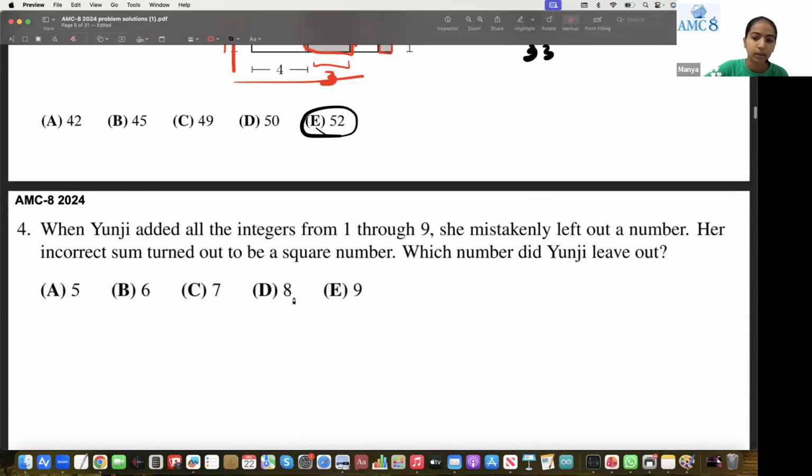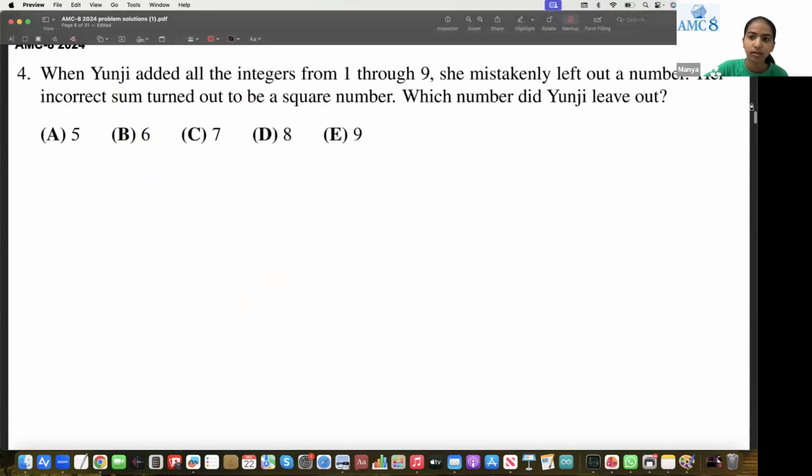And so problem number 4. When Yoon-ji added all the integers from 1 to 9, she mistakenly left out a number. Her incorrect sum turned out to be a square number. Which number did Yoon-ji leave out?